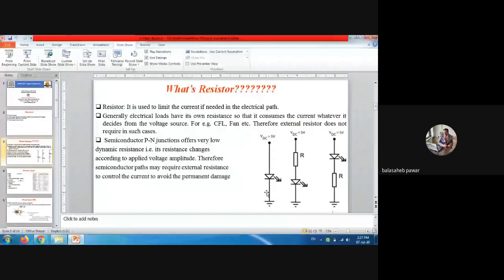Now that 1 ampere current is flowing through this LED. But as I already told, this 5 mm LED can sustain current up to 80 milliampere maximum. Beyond that, it will not sustain that current and will get damaged permanently. Clear? Yes, sir.